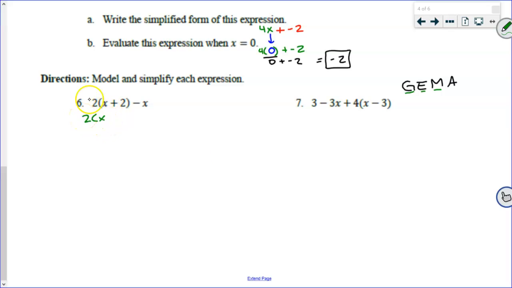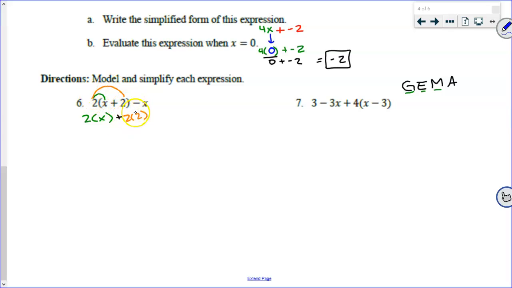So in the past, we would kind of model this by saying this is two groups of x. So I'm going to draw a little arc saying I've got two groups of x, but I also have two groups of 2. Oops, I didn't finish up that parenthesis. And my two groups of 2. So that's how I'm showing that work, so that I can move on past drawing the models, but I'm still thinking it through, that I have two groups of x and I have two groups of 2.